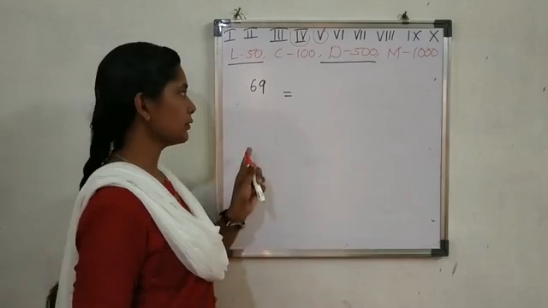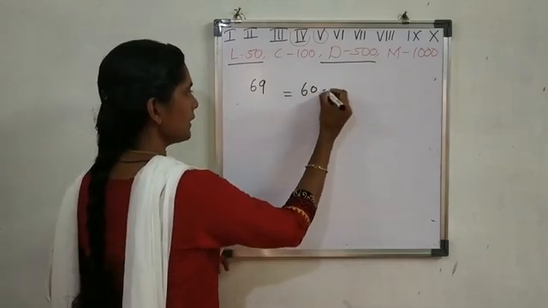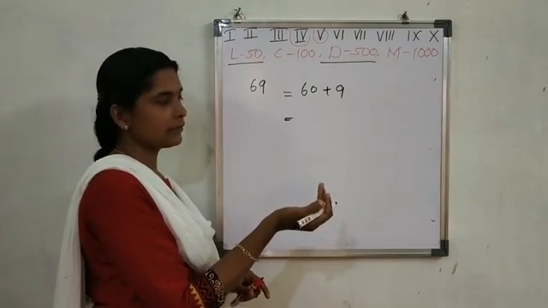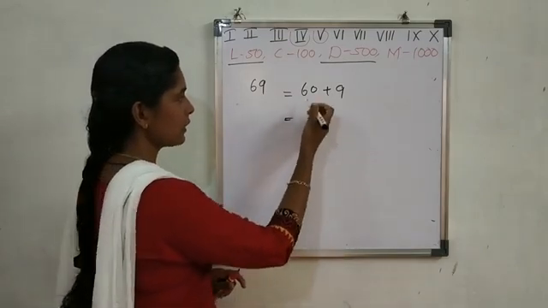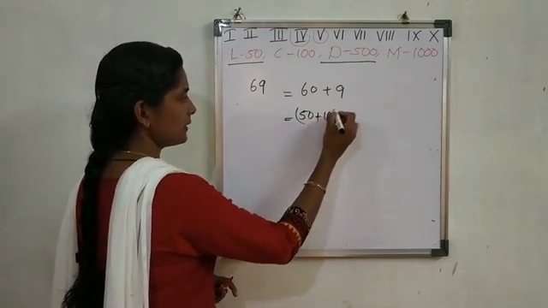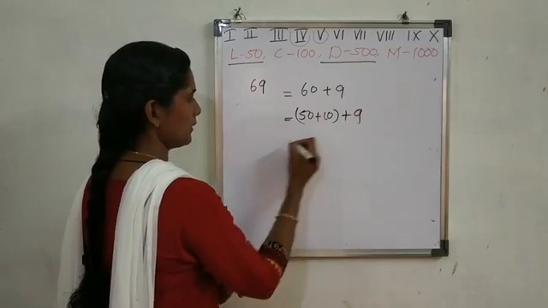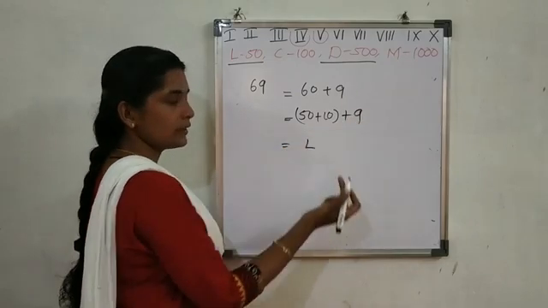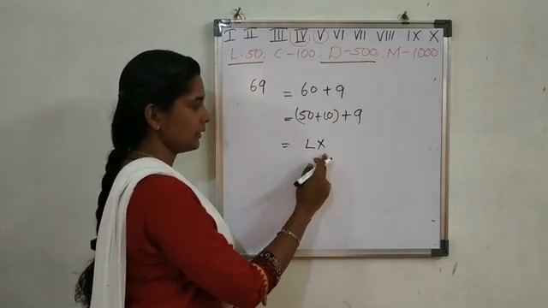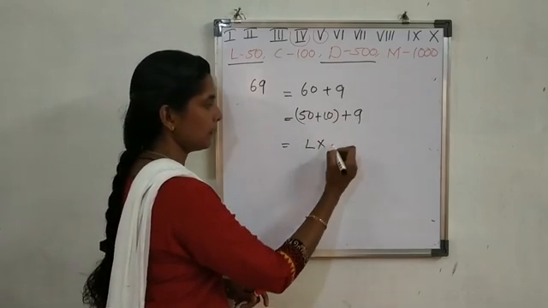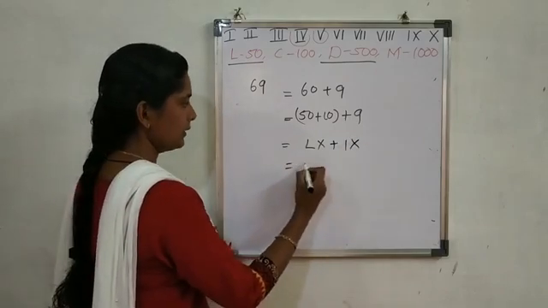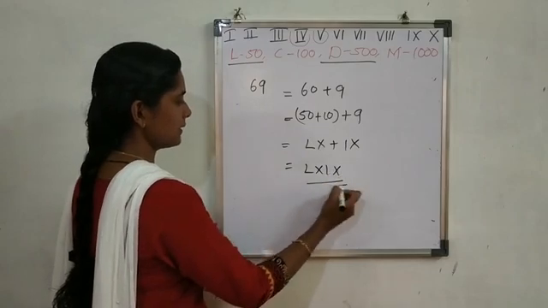Now 69 we can write as 60 plus 9. 60 is LX, which is 50 plus 10. 50 is L and 10 is X. 10 is added to this 50, that is 60. Then plus 9 is 10 minus 1, that is IX. So LXIX. This is 69.